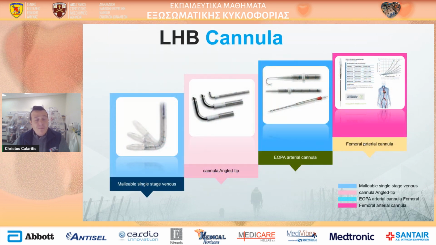We use malleable single-stage venous cannulas. We also have access to cannulas that are angle tip, and we prefer to use the IOPA arterial cannulas for arterial return. We have a chart that allows us to look at what cannulas we should use based on the patient's weight. Obviously, we have different patient sizes and different patient weights, so we adapt our circuit and our cannulas based on the requirements of the patient and the flows that we will need.